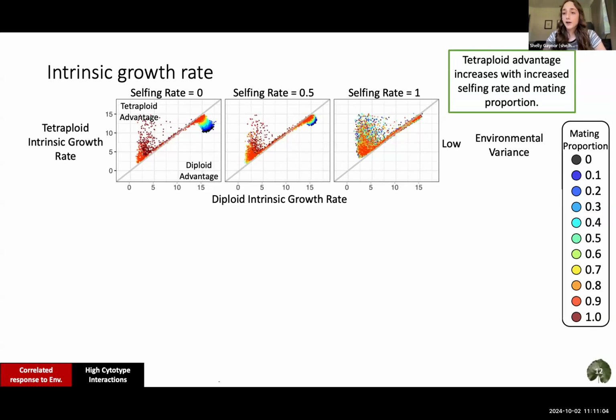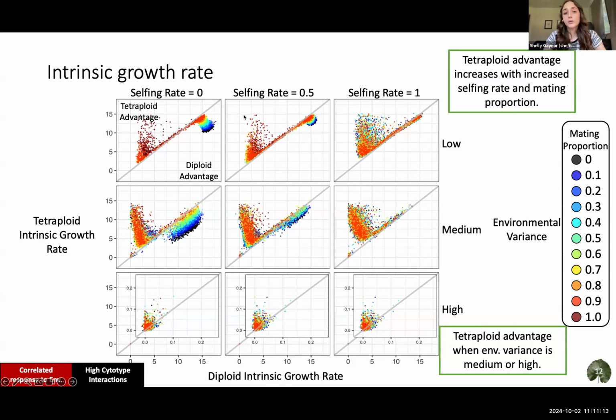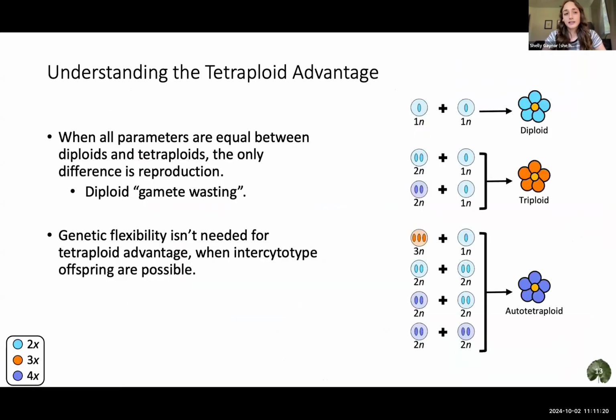When we look across environmental variance, as we increase our environmental variance, we see even more points fall above this line. So we see an even stronger tetraploid advantage when environmental variance is medium or high. So why do we see this tetraploid advantage?